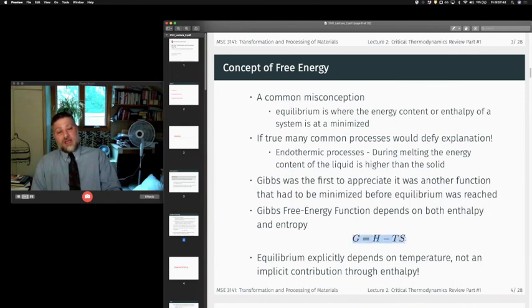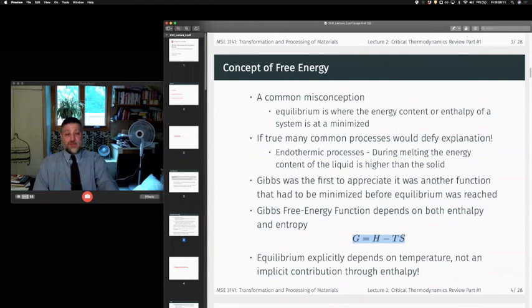And we have to remember Gibbs pointed out that it's the enthalpy plus a term from the entropy times the temperature, right? So the equilibrium depends on the temperature explicitly, not on an implicit contribution through the heat content and the enthalpy, right? And that was sort of the common way of thinking before Gibbs, right? But the importance of entropy here really can't be understated, right? And it's weird when you think about it, right?